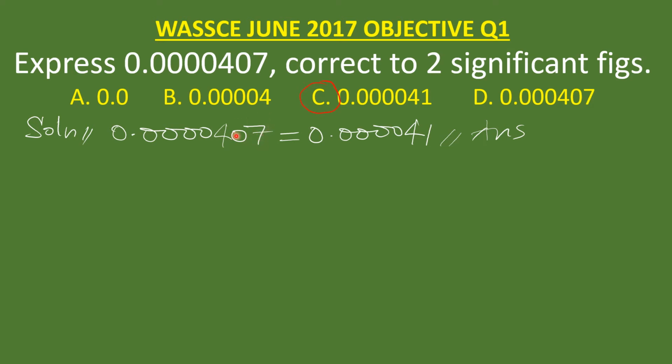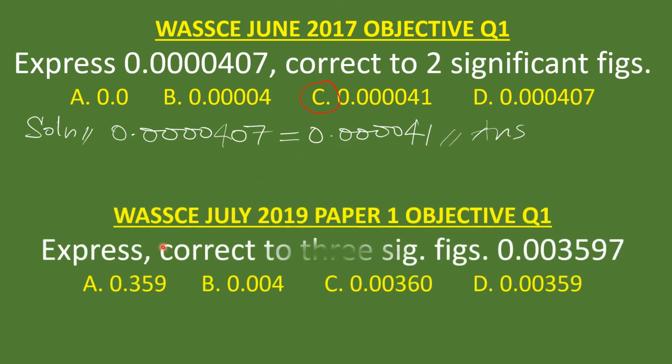have to increase the 0 by 1. So instead of this 40 we are having here, once you increase this 0 to 1, you now have 41. That is why we have this answer. So let's go to the next question.